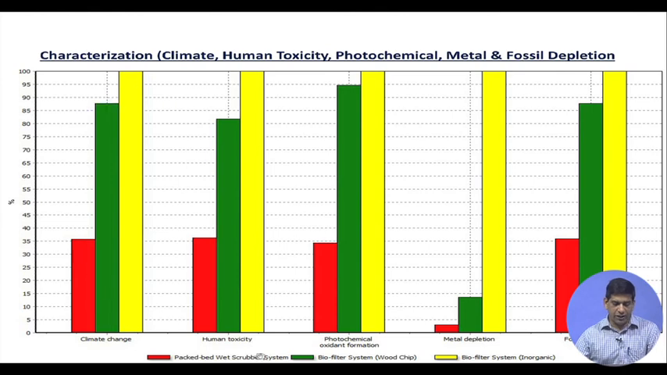We have climate change, human toxicity, and different impact categories. The red one is the packed bed scrubber, the green one that you see over there is the biofilter wood chip, and the yellow one is the biofilter inorganic.